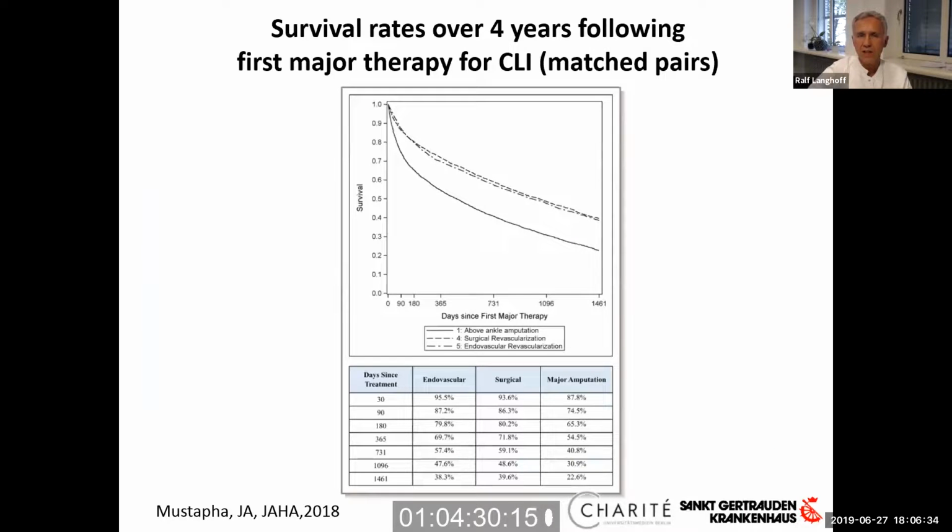Does it change something in the survival rate? We all saw that the choice of approach is not affecting survival at all, but you see here the two lines ahead are from a recent publication from Jihad Mustafa: it doesn't matter whether you primarily treat those patients by a surgical approach or by an endovascular approach, you are definitely doing something for the survival rate compared to an amputation. So try to treat those patients, which will definitely also change the survival rate of your CLI patients.